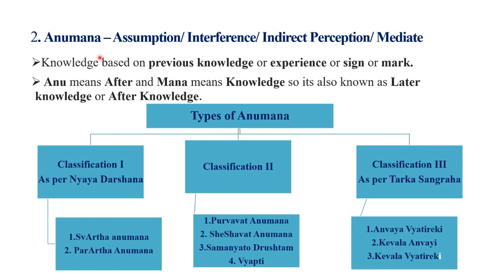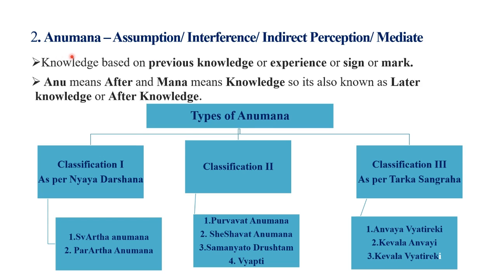Second is going to be Anumana. So first was Pratyaksha, second is Anumana. Anumana is the second type of Pramana, which is also called assumption, inference, indirect perception or mediate. Remember all these different names of Anumana because it can come in the exam. So indirect perception is called Anumana, or inference is called Anumana, or assumption is called Anumana.